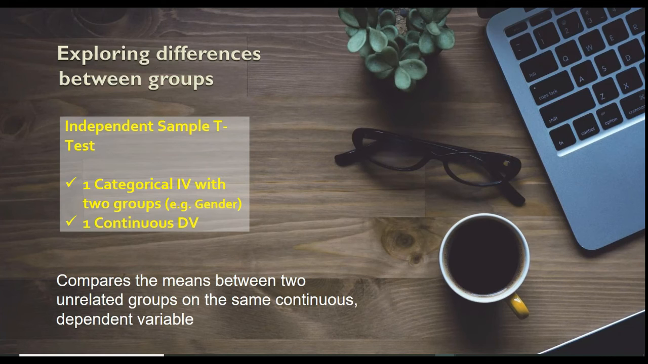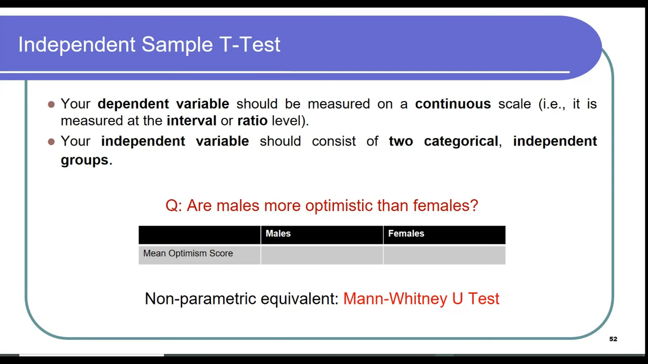So independent sample t-test compares the means between two unrelated groups on the same continuous dependent variable. Your dependent variable should be on a continuous scale. As we have mentioned many times, your independent variable should consist of two categorical independent groups.